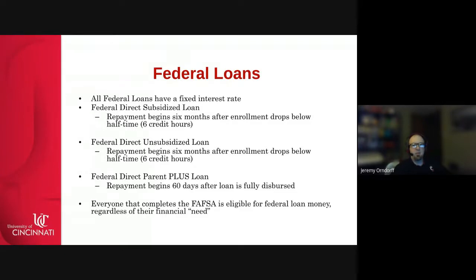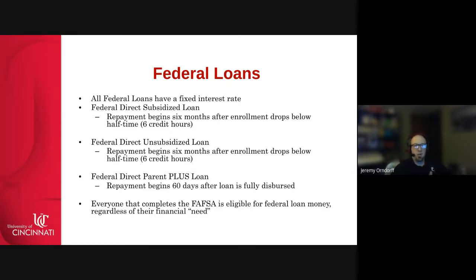The Federal Direct Parent PLUS loan is a loan that's offered to the parent, and this causes a lot of confusion for people when they see this. This is not a loan that you're co-signing for a student. This is a loan in the parent's name that can be taken out by the parent for the student. And repayment begins 60 days after it's disbursed, unless you choose to defer it. And that's something you can do when you're requesting the loan.